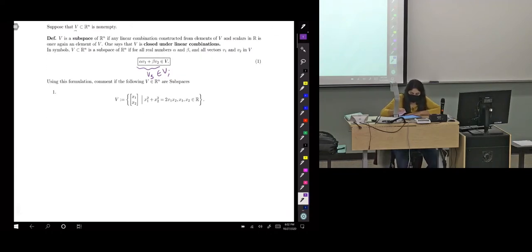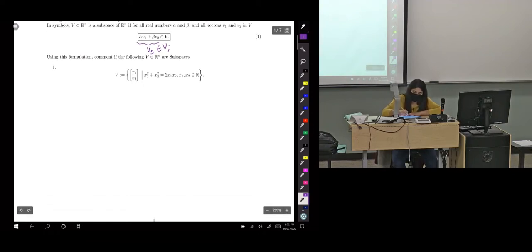So if you know that, let's see how to apply it. In this case, let's say I've given you a set V that is a subset of R2. So it has two elements, x1 and x2, and the elements satisfy the condition x1 squared plus x2 squared equals 2 x1 x2, given x1 and x2 lie in the set of real numbers.